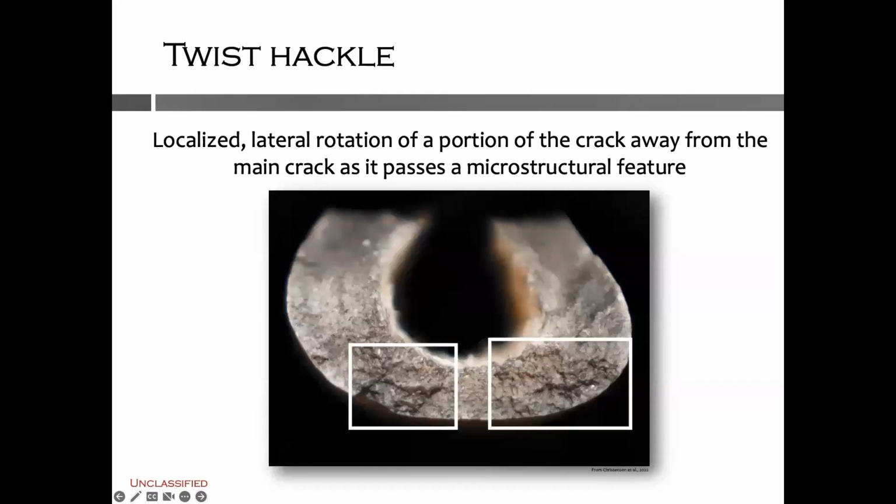Twist hackle is a bit more difficult to detect in bone, but it can be found, and it would be seen as a series of roughly parallel ridges that radiate at an angle to the main crack front. These ridges will point in the direction of the localized crack propagation. In coarse-grained materials like ceramic and bone, twist hackle marks might not all line up in the same way, and this is because the crack is detouring through the bone microstructure in response to local features as well as local stress conditions.